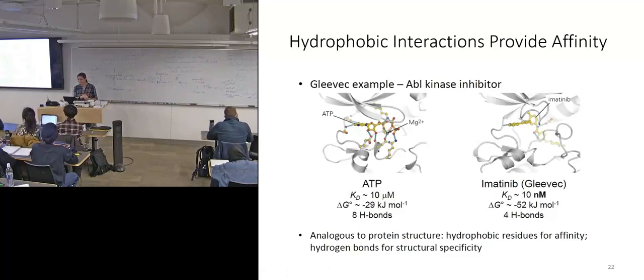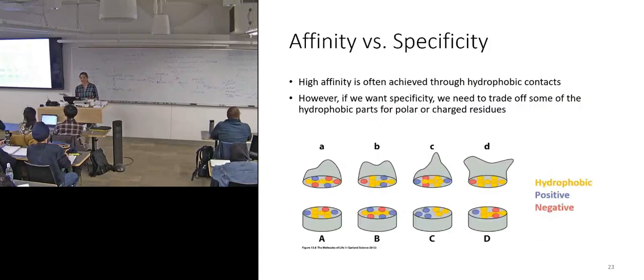Okay? So the thing to memorize here: high affinity is achieved through hydrophobic contacts. Specificity is achieved through hydrogen bonding, polar interactions, or charged interactions.